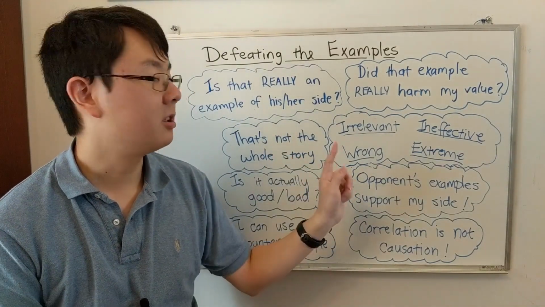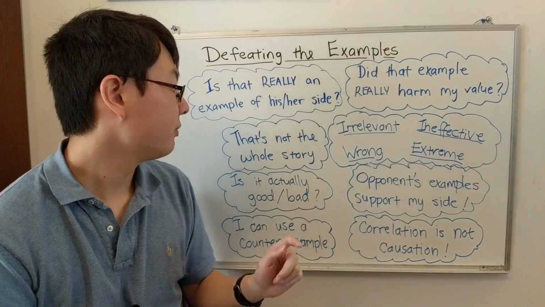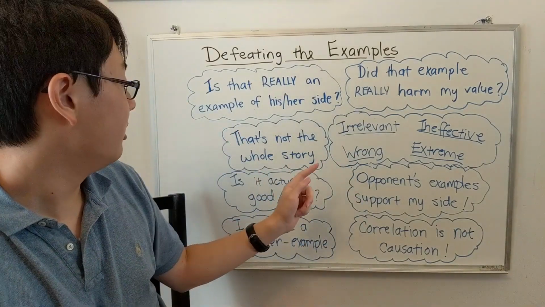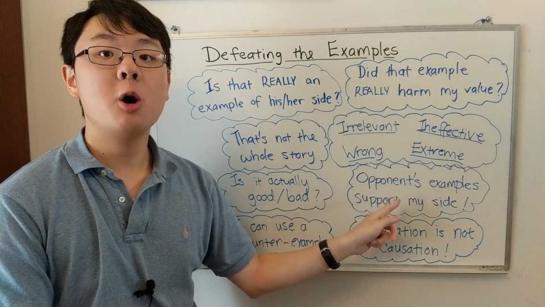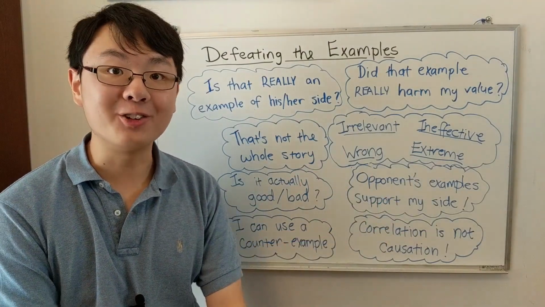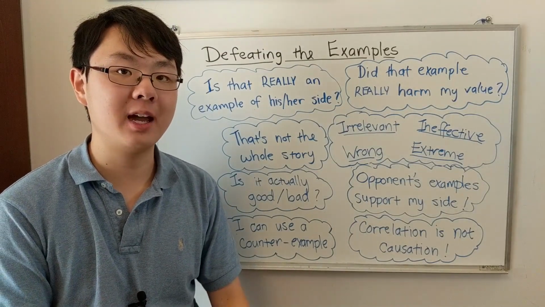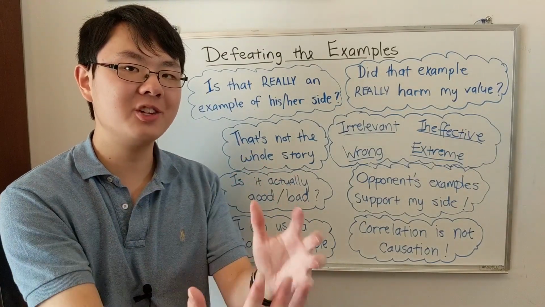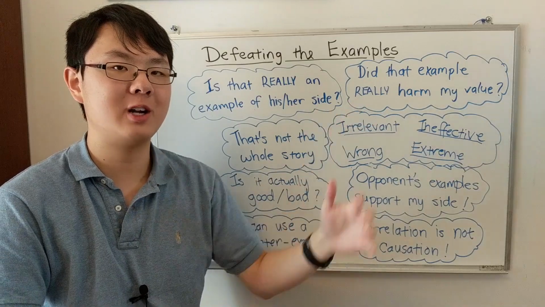Anyway, getting back to the issue at hand, how to defeat your opponent's examples. One other thing you can do is show that your opponent's examples actually support your side. This is really cool. Your opponent will give an example, say, I'm on the side of fair trade. This example supports fair trade. It shows how fair trade's good.